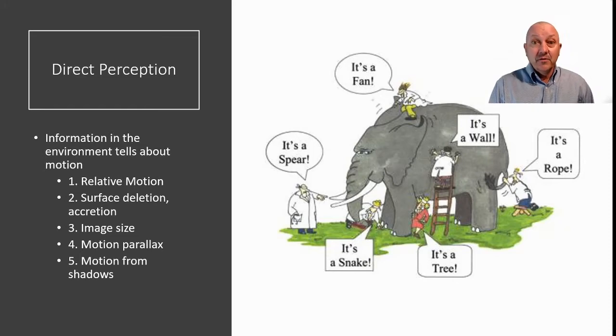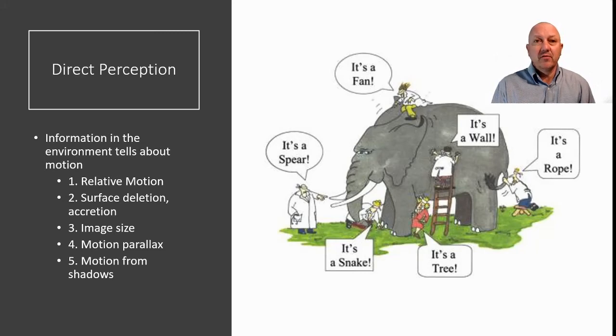Changes in image size: when things get closer to you, they appear as though they're moving. When they get smaller on the retina, then they appear as though they're going away. Then motion parallax and motion from shadows. Motion parallax is just the idea that when you're moving, say you're driving in a car, and you look down at the lines on the road, down the middle of the highway, they're going by really, really fast. And maybe you look at the telephone poles a little bit further away and they're going by not quite as fast. And you look at the mountains and they barely look like they're even going past. That's motion parallax, that relative change in how fast things appear to be passing you.